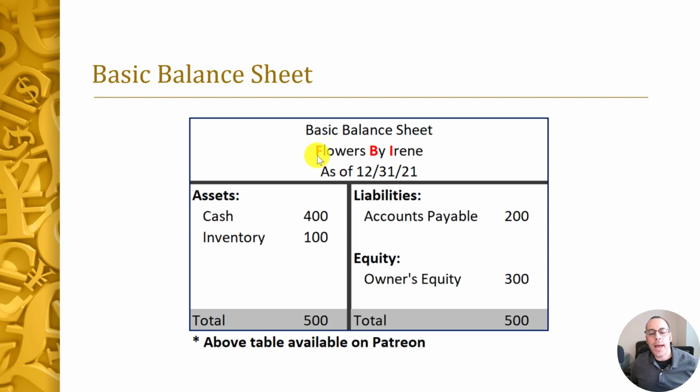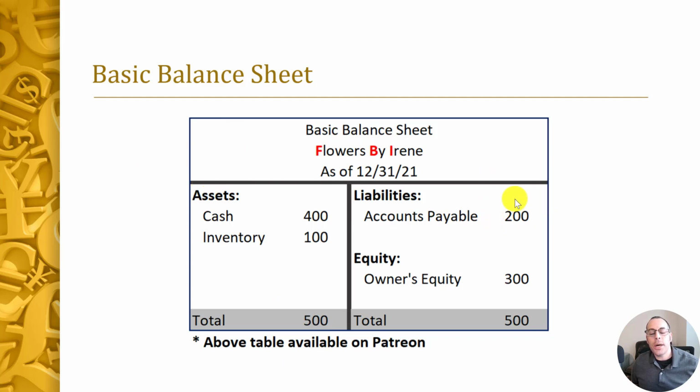Here's a really basic balance sheet. Here's a company, Flowers by Irene. It's a small flower shop that Irene owns. She has cash of $400. She has a bunch of flowers in inventory of $100. So her assets are $500. This is what she owns. That's on the left side of the balance sheet. The right side is what she owes.